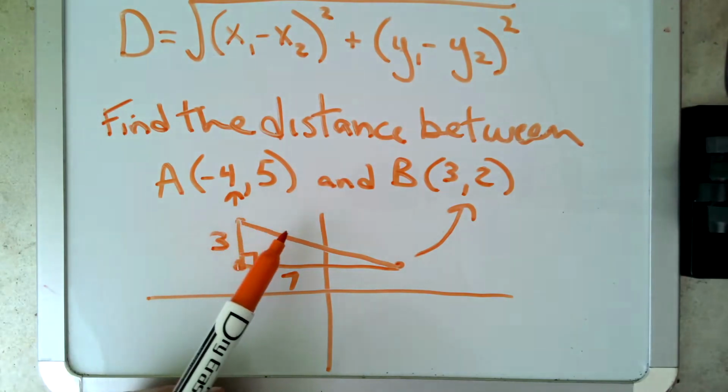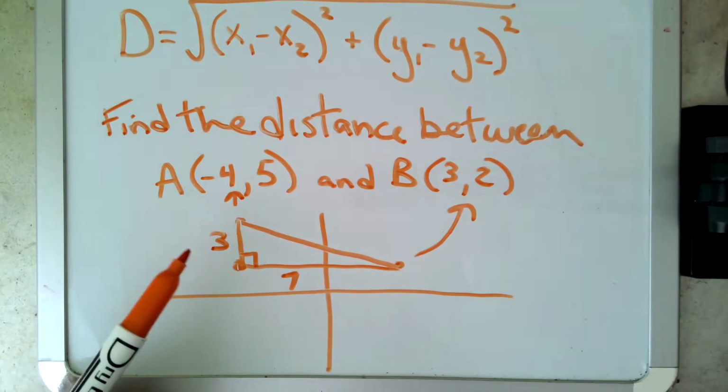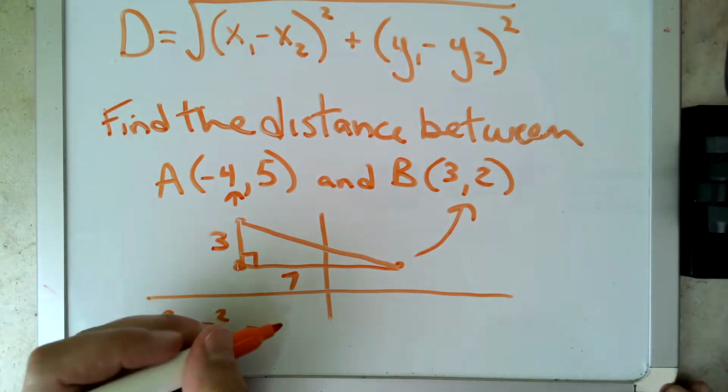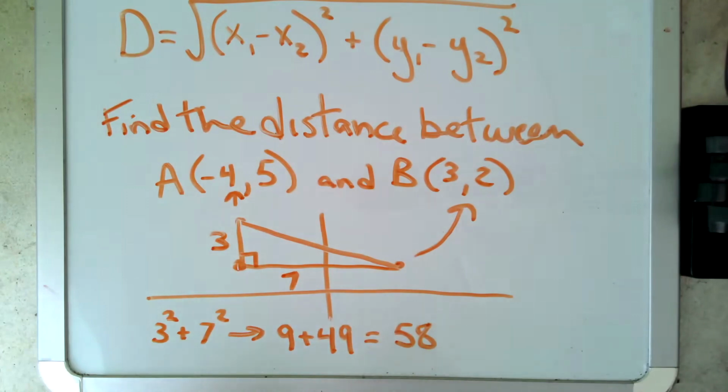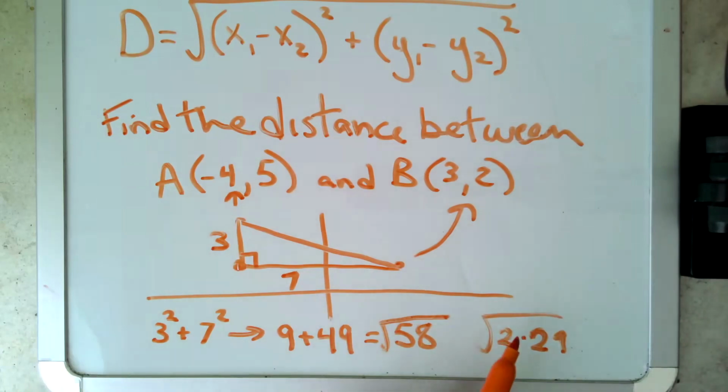And now if I want to find my distance, my hypotenuse, that's Pythagorean theorem: 3 squared plus 7 squared, which is 9 plus 49 or 58, and that's my c squared. So if I want my distance, I square root that. And 58 breaks into 2 times 29, and 29 is a prime number, so there's no further breakdown here. My distance would be root 58.